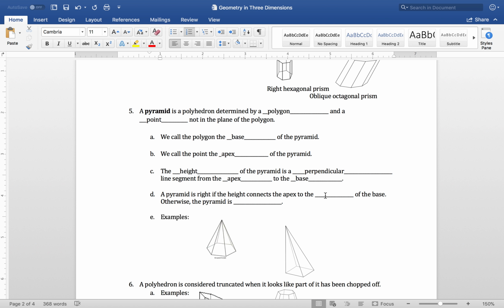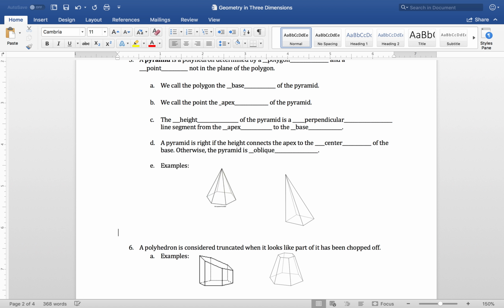Just like with a prism, they can be right or oblique. So we say it's right if the height connects the apex to the center of the base. If it's anywhere other than the center, then it is oblique.